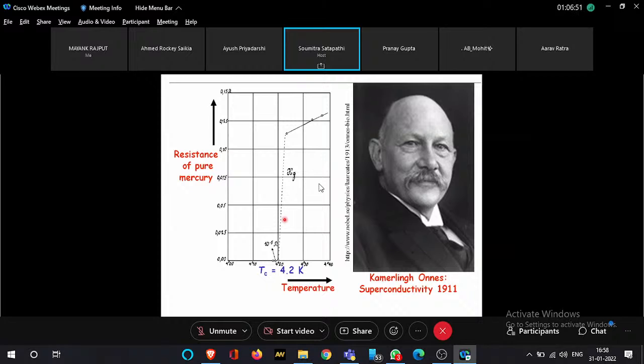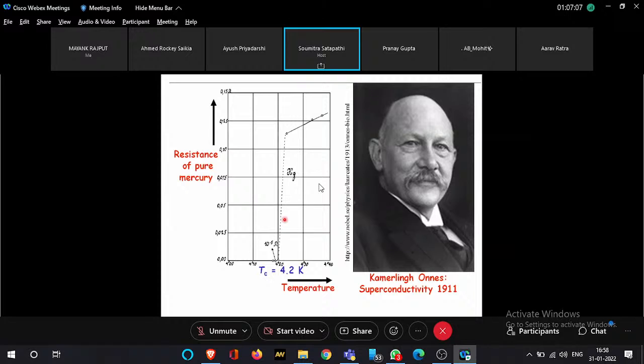Now, resistance cannot be zero. If the resistance is zero, then the power loss will be zero, because current cannot be zero. I mean, if the current is zero, then everything is zero. So the only way is for the resistance to be zero. But no material was found where the resistance was zero.